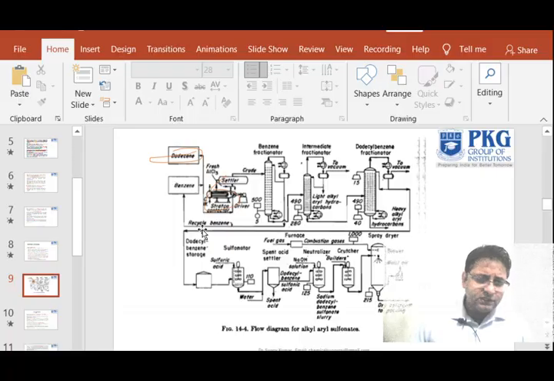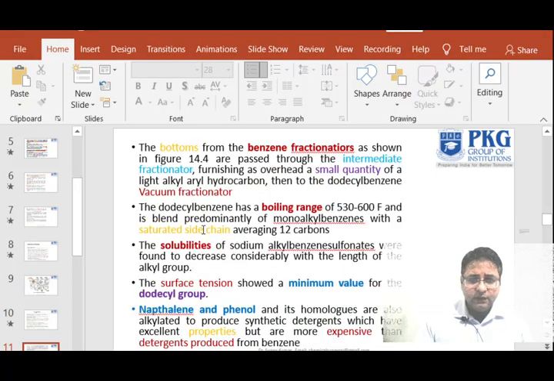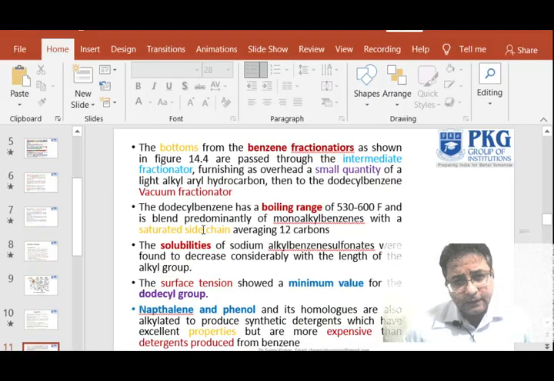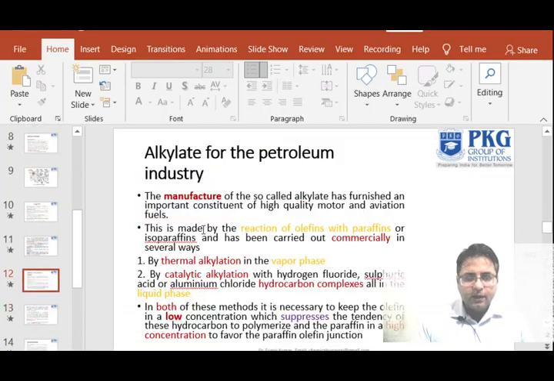So this thing we have discussed in today's lecture. This is a very important detergent, but we have also seen that instead of producing this detergent from benzene, we can also produce it from naphthalene and phenol, but they are very expensive. So we generally use benzene and dodecene for producing our detergent. This is an important thing.